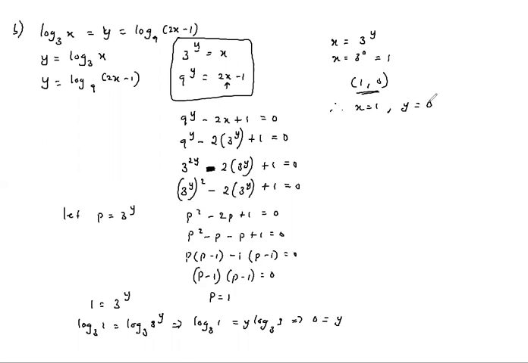Okay, so I put a test there and it will make sense. 9 to the power 0 is equal to 2 minus 1, which is 1. So it makes sense as a solution set.